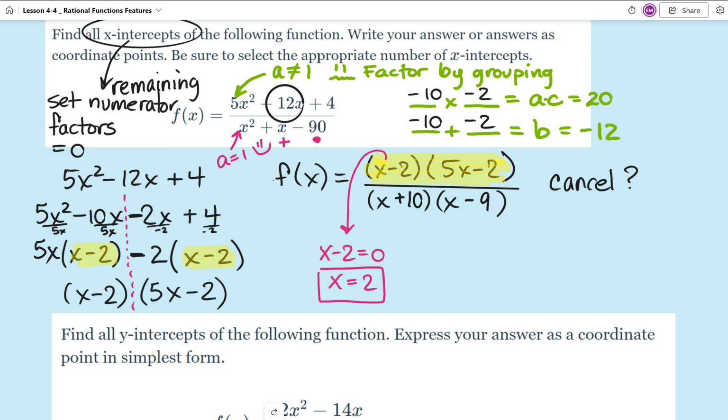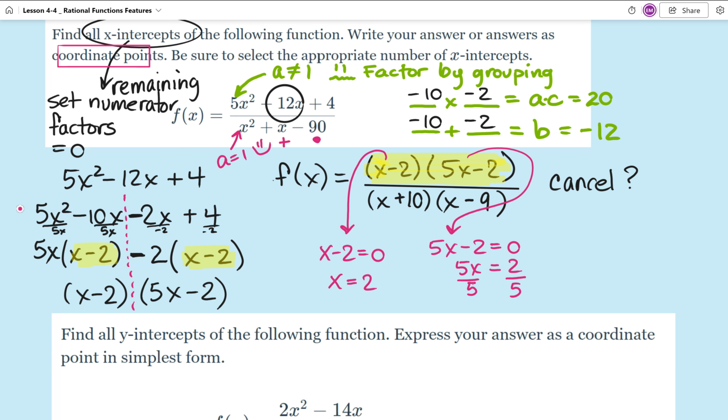Actually, let's not box that because they told us to write them as coordinate points. So I'm going to just leave it as x equals 2 for now. All right, so coordinate points is what they want us to do. And then the other one, let's set it equal to 0. 5x minus 2 equals 0. I have to add 2 on both sides. So 5x is going to be 0 plus 2, which is 2. Then I need to divide by 5 to get x isolated. So in this case, x is going to be 2/5.